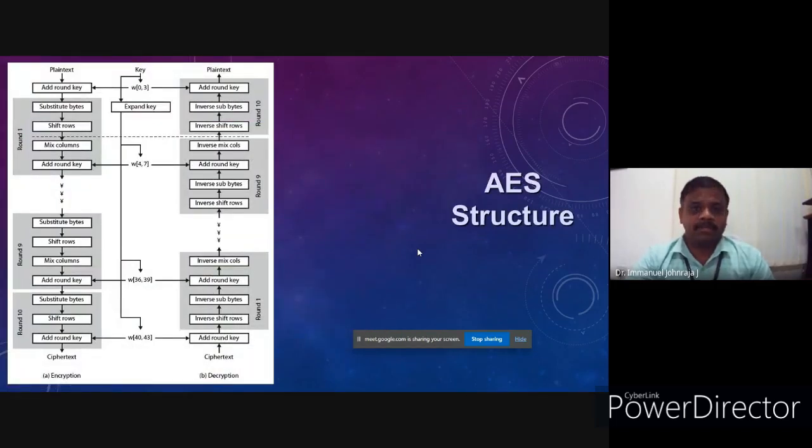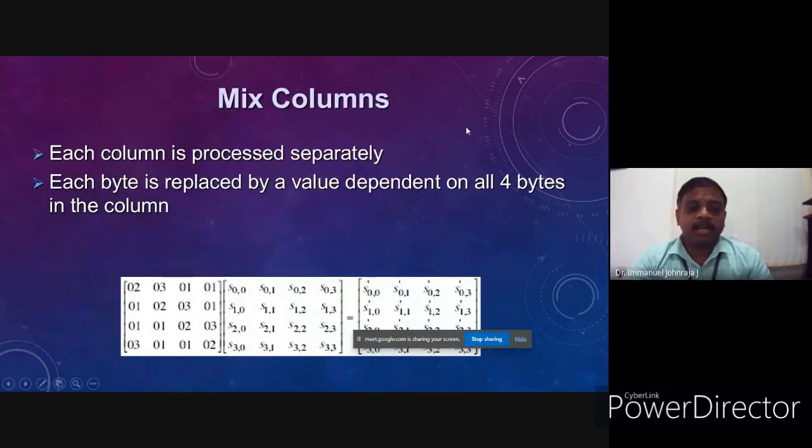What's the third one? It's going to be mixed columns. Now, the data in every column is mixed. How is it done? Okay. So each column is processed separately. Each byte is replaced by a value dependent on all 4 bytes. So mixed columns is a combination of substitution and transposition.